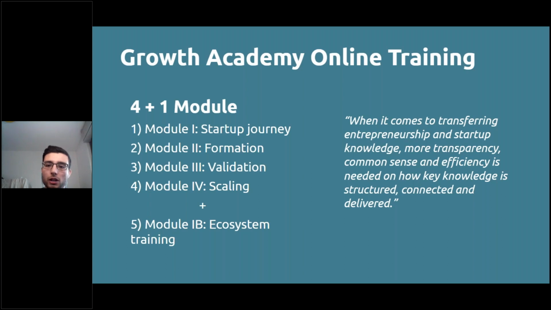So when it comes to transferring entrepreneurship and startup knowledge, of course, more transparency, common sense and efficiency is needed in how the key knowledge is structured. It's really important to have very well structured knowledge, because otherwise it's very difficult to understand what to do when, what to do now, what to do later. So that's why we decided to create this online content.